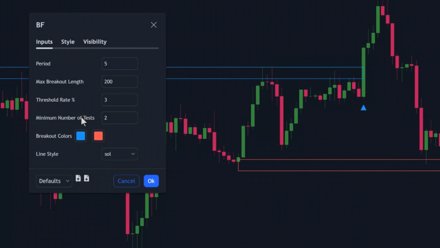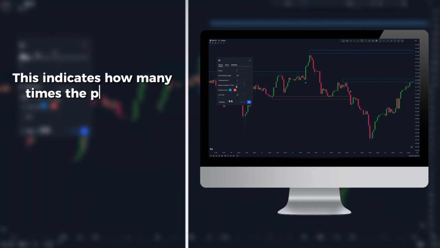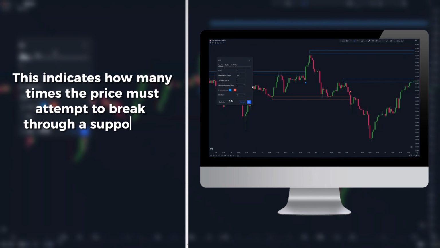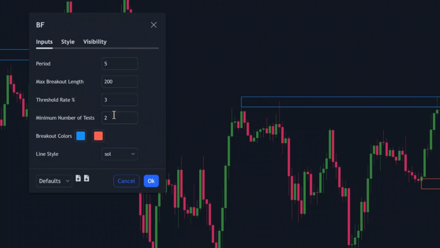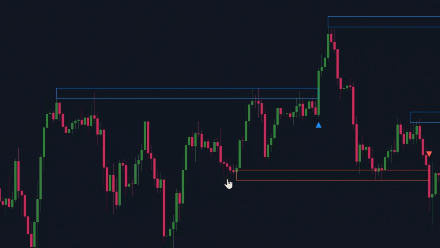Minimum number of tests. This indicates how many times the price must attempt to break through a support or resistance level before it's considered a valid breakout. So for example, if set to 2, the price should have tried to breach the resistance level at least twice before a breakout is confirmed.